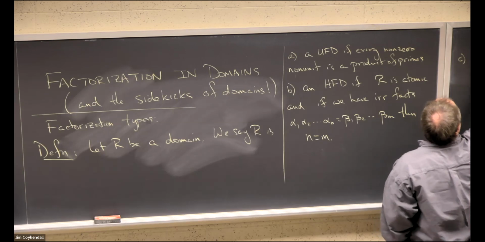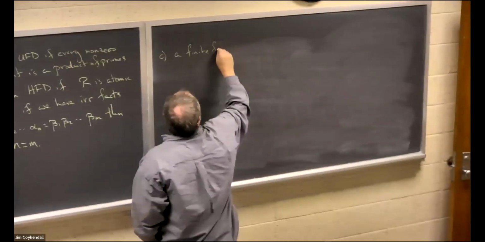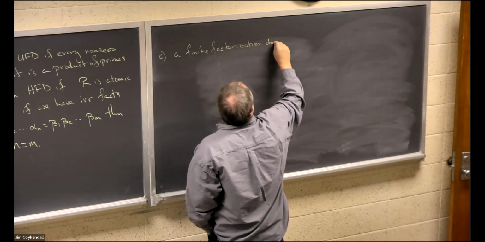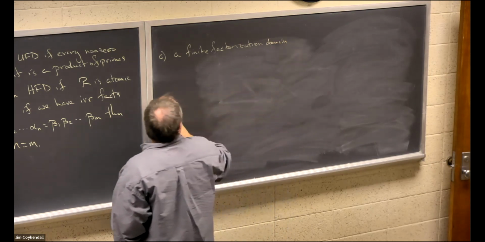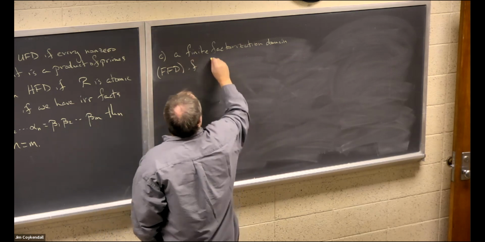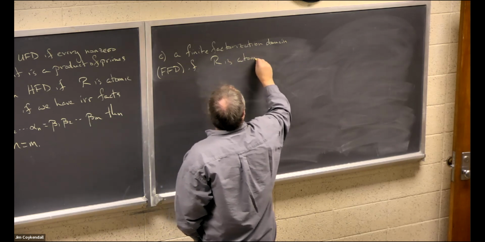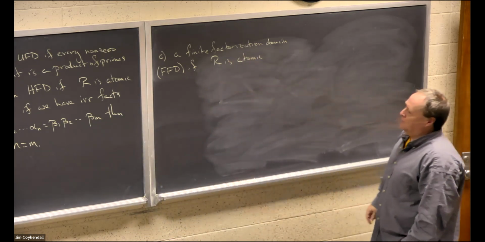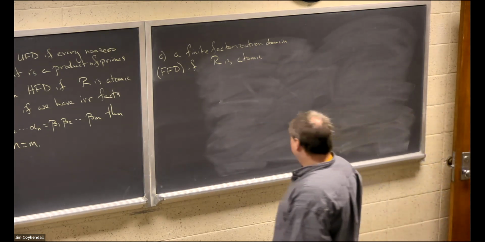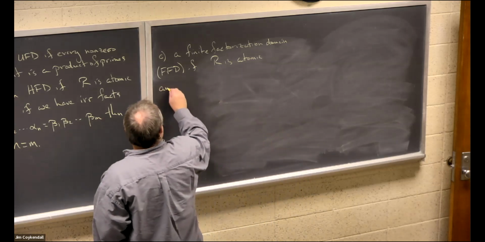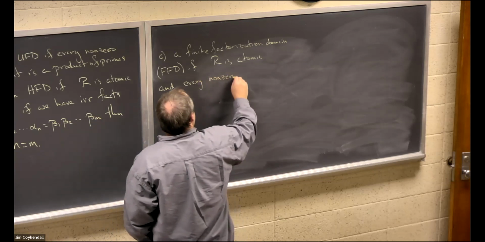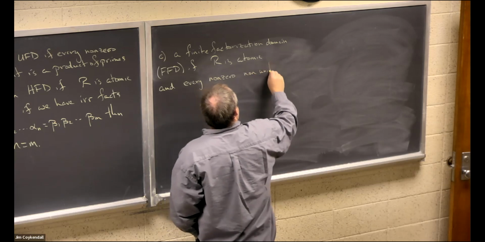C, a finite factorization domain, FFD, if R is atomic and every non-zero non-unit has only finitely many factorizations up to associates. So I've mentioned atomic twice. Let me remind you, atomic means every non-zero non-unit factors into irreducibles.